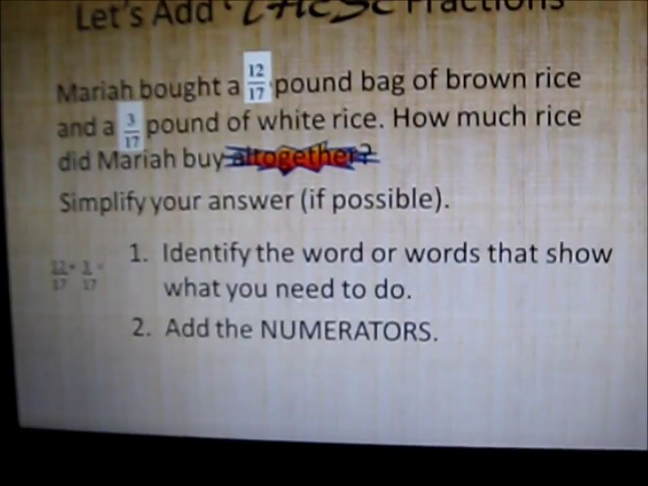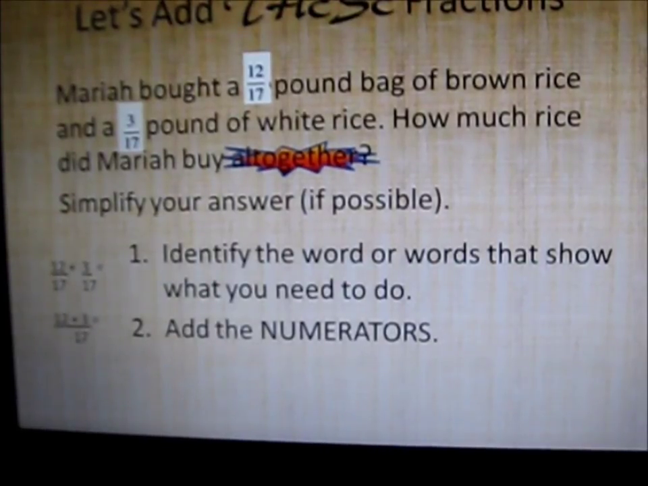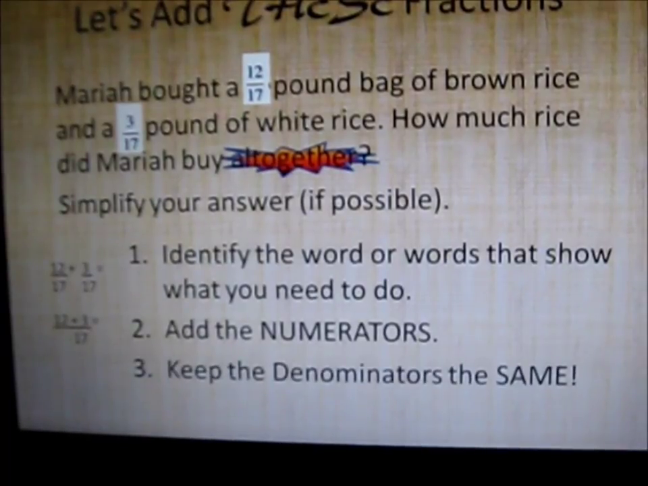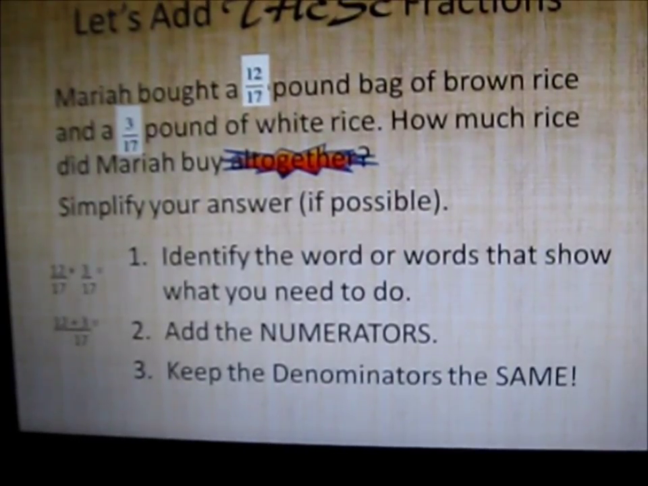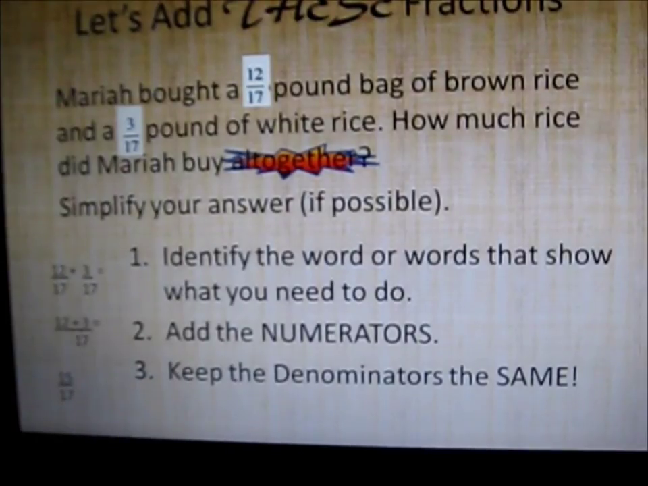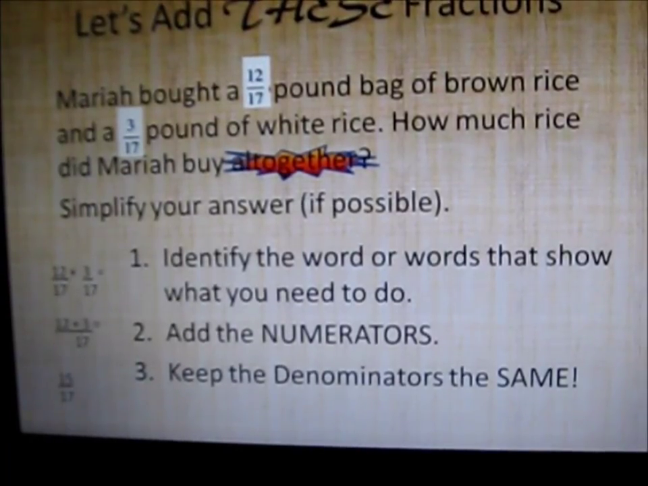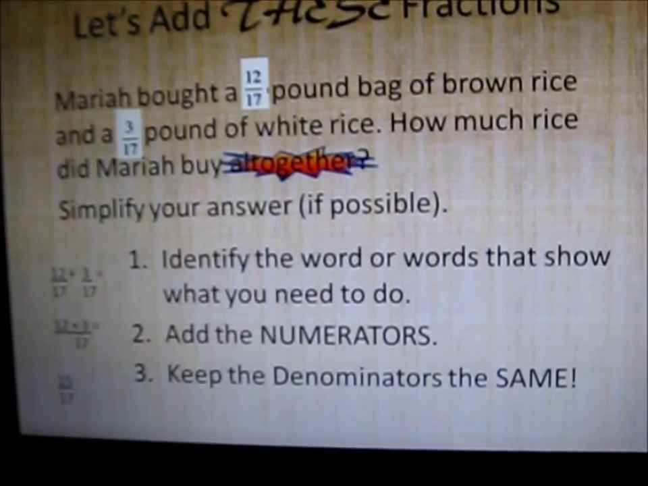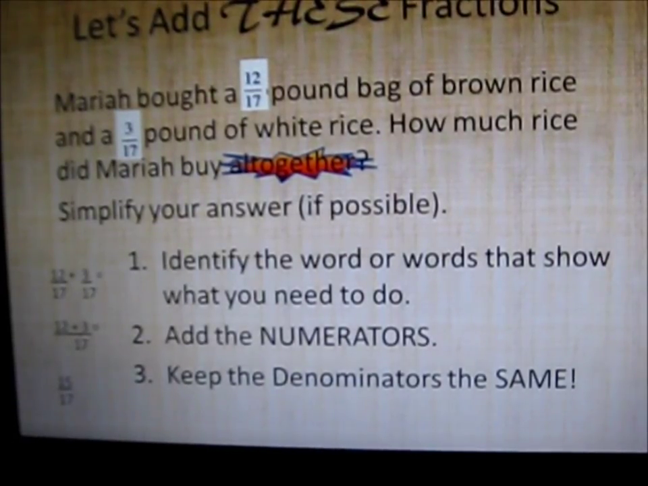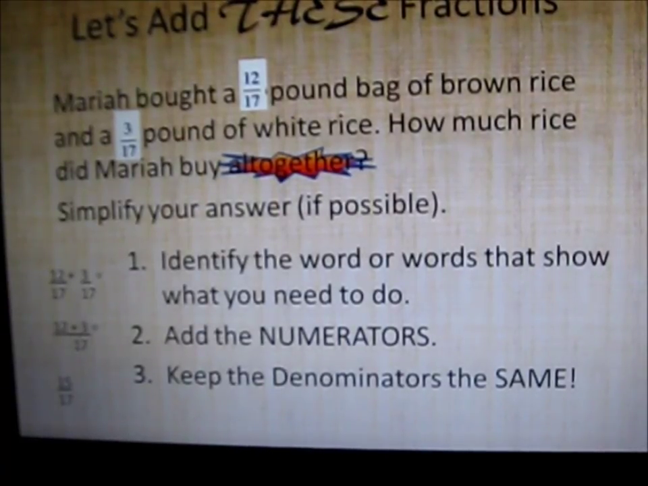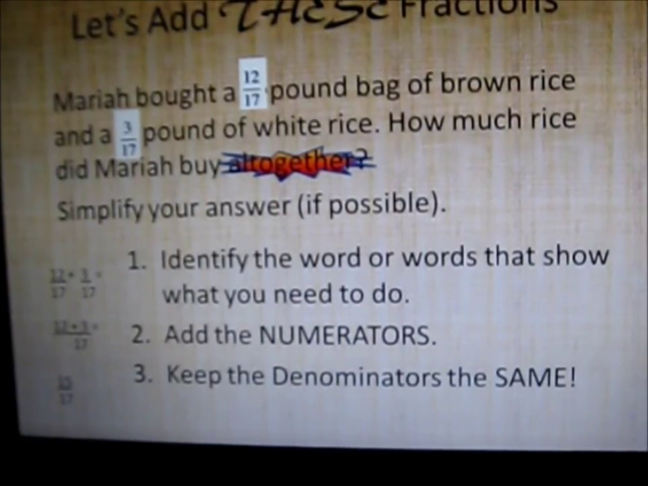Add the numerators. 12 plus 3. Keep the denominators the same. 12 plus 3 equals 15, and 17 stays the same. 15/17. We know that 17 is a prime number, so we can't simplify it any further.